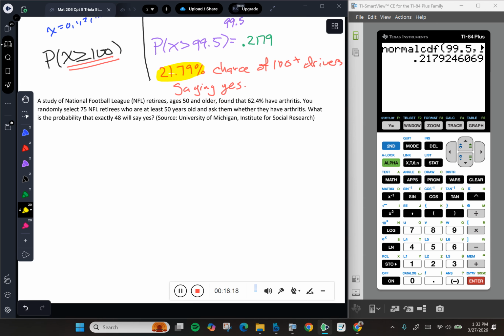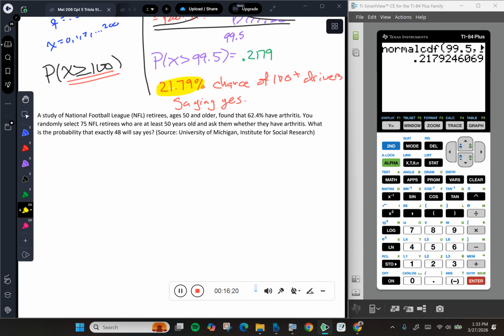All right, last problem, and then we're going to be done with Chapter 6. A study of the National Football League retirees aged 50 or older found that 62.4% have arthritis. So there's our claim that someone's making. You randomly select 75 retirees and ask about whether they have arthritis or not. What's the chance that exactly 48 will say yes? Well, that sounds very binomial to me.